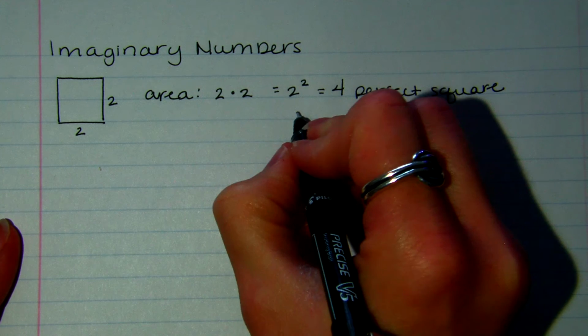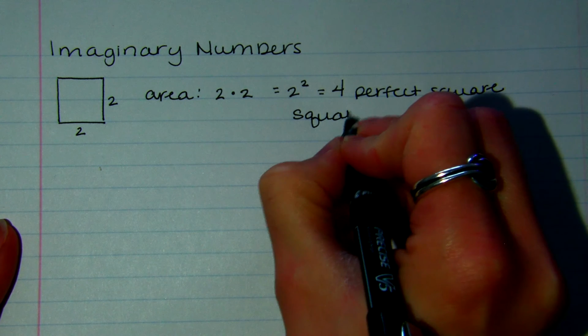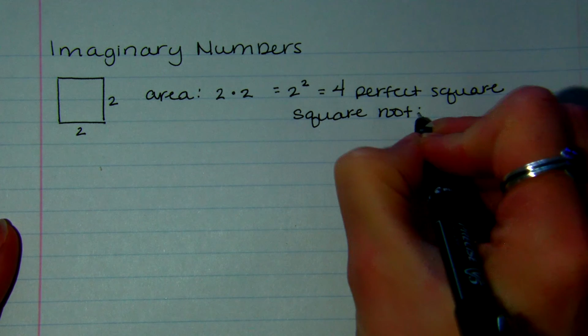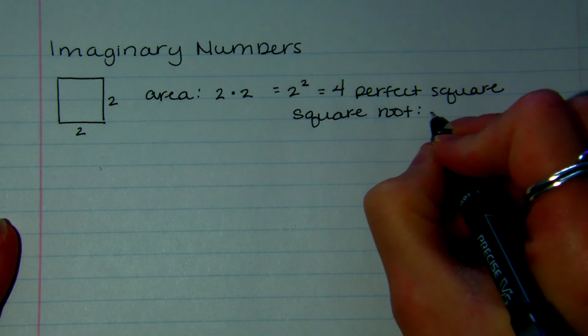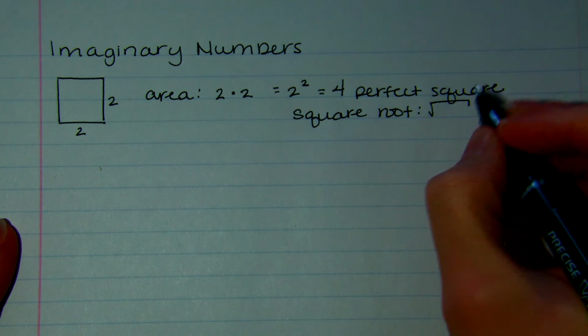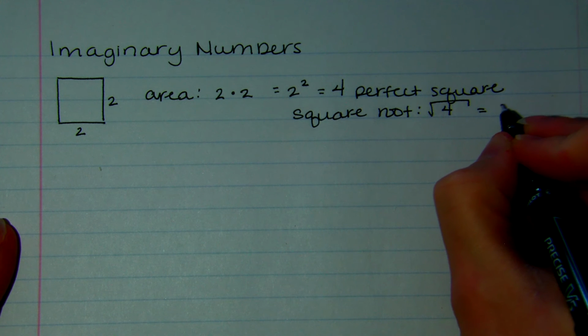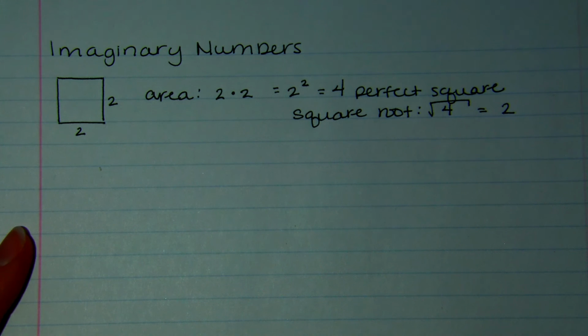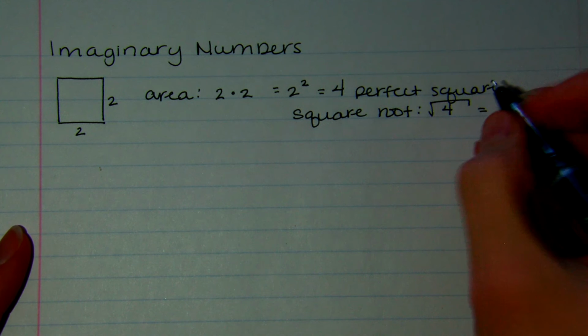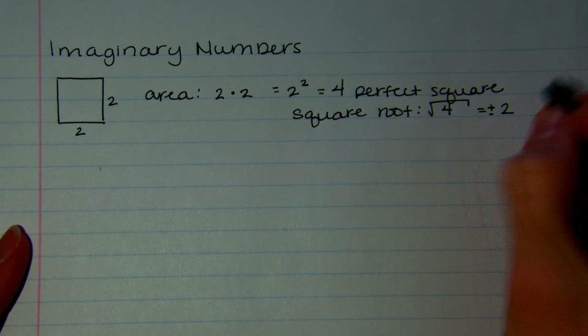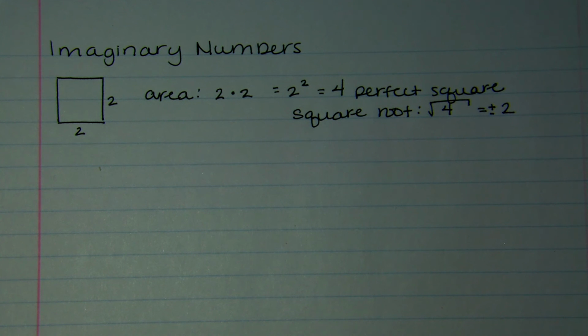And remember that a square root is where we undo a perfect square. So the square root of 4 is equal to 2. And remember that we said, well, I don't know if I started with a positive 2 or a negative 2, right?